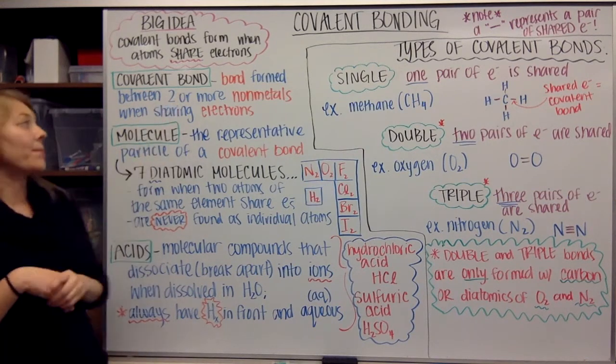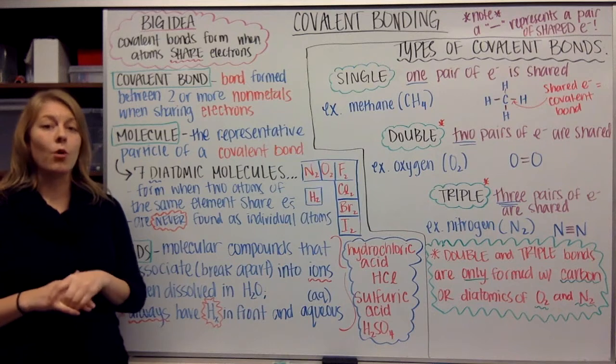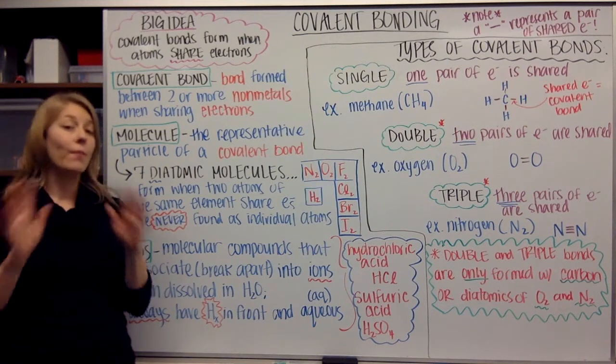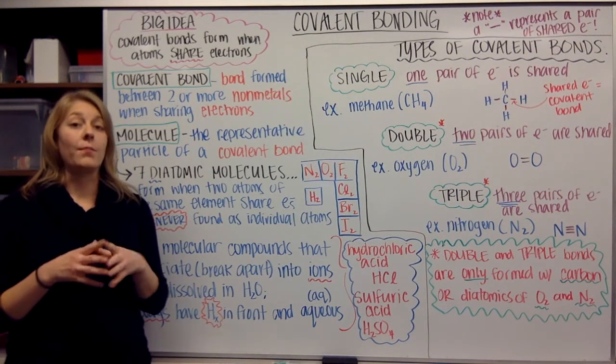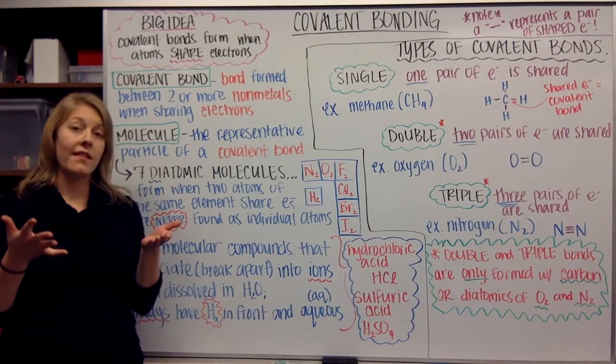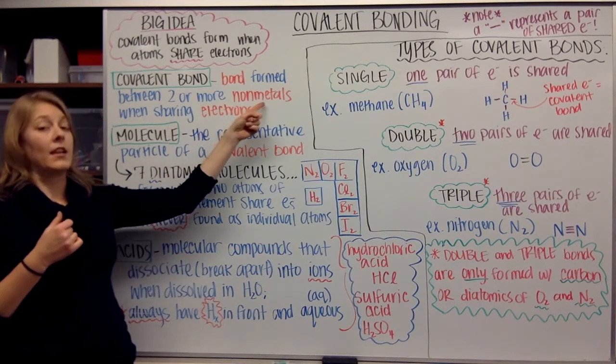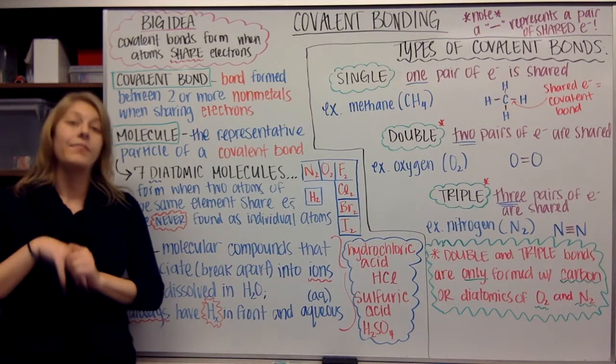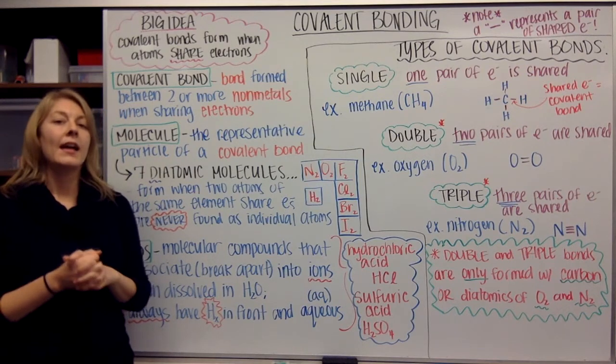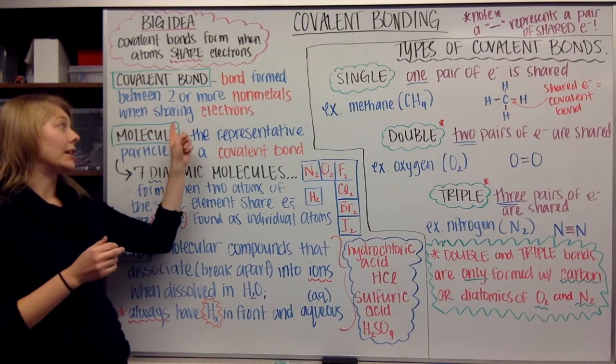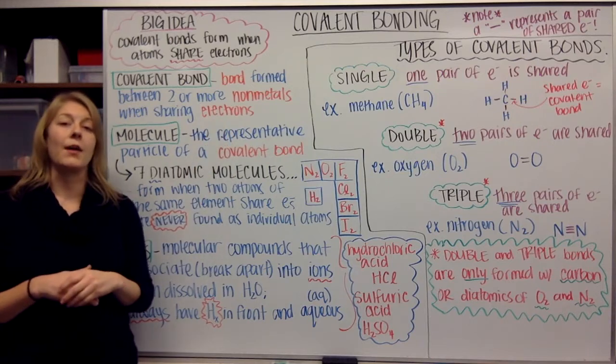So a covalent bond is a bond formed between two or more non-metals. No metals are involved. Remember, ionic bonds are between metals and non-metals. Covalent bonds are only using non-metals and metalloids sometimes, and they are sharing electrons, right?